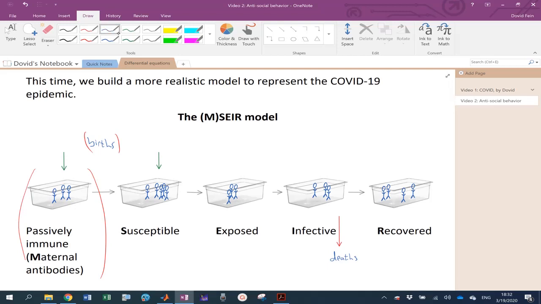And the E, the exposed compartment, this one here, is really important for the case of COVID-19 because not everyone who's exposed to this is going to become infected. And it will also build in the long latency period into the model.